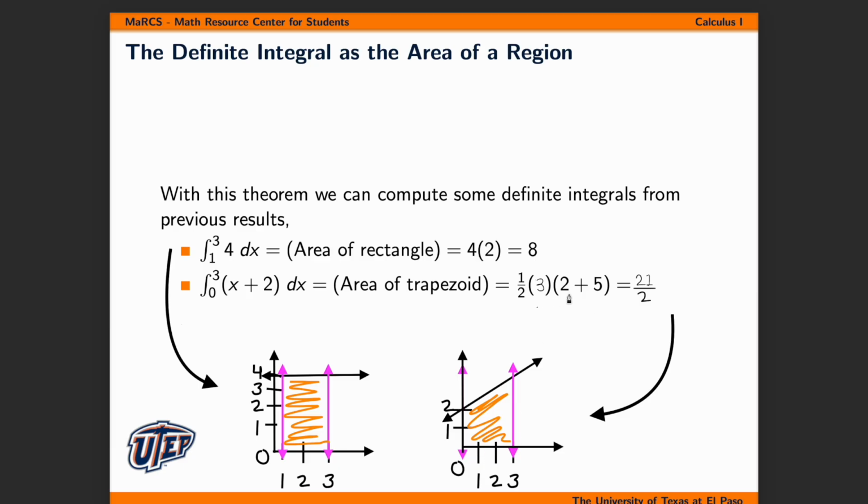So then we can just carry out these operations. We have 2 plus 5 is 7, times 3 is 21, times 1/2 will give us 21 over 2. So that'll be the area of the shaded region that is bounded between this function, x plus 2, and the x-axis, and bounded at x is equal to 0 and x is equal to 3.